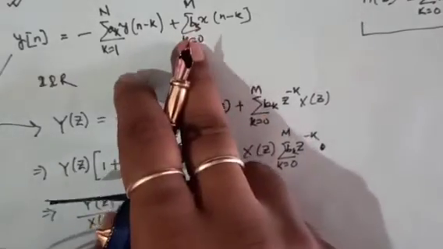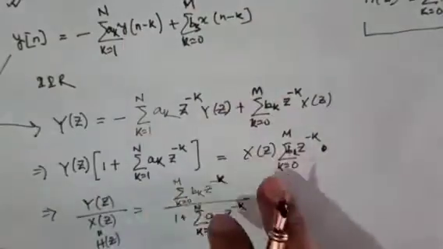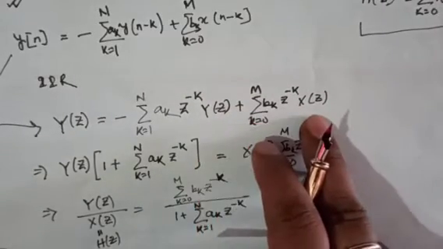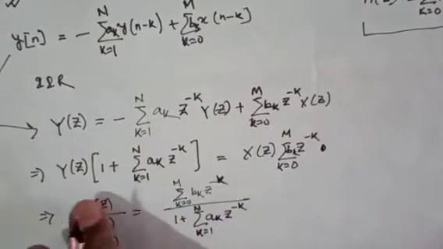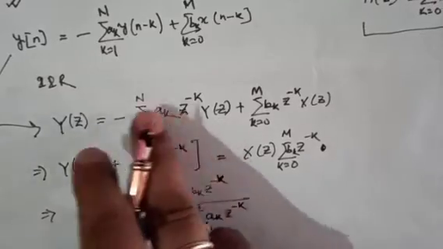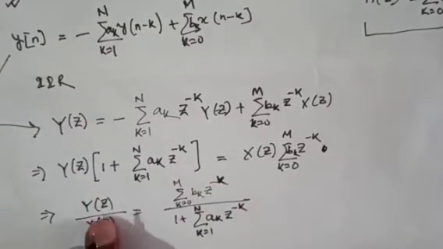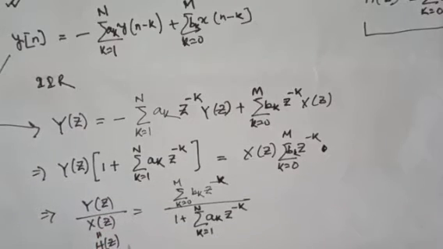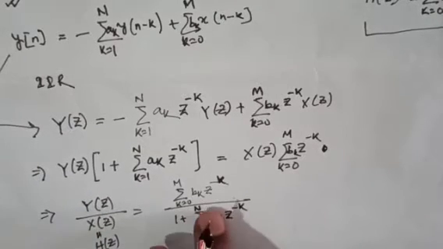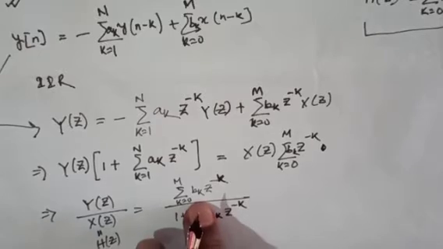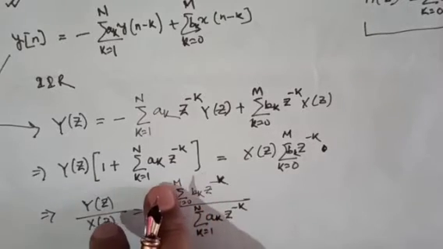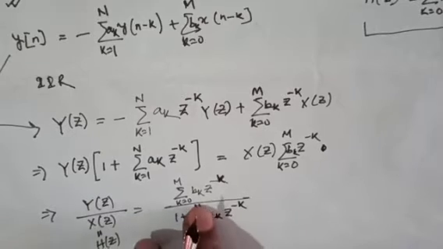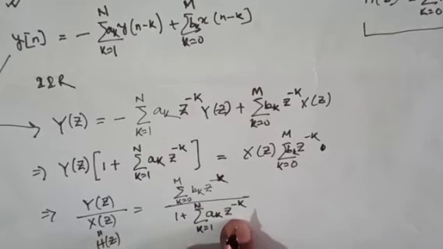So similarly, if we take the z transform for this, it will be this. Then just simplification. So this side, Y(z), and this part. So Y(z) by X(z), which is nothing but your H(z), is summation over k equal to 0 to M of b_k z to the power minus k divided by 1 plus summation over k equal to 1 through N of a_k z to the power minus k.